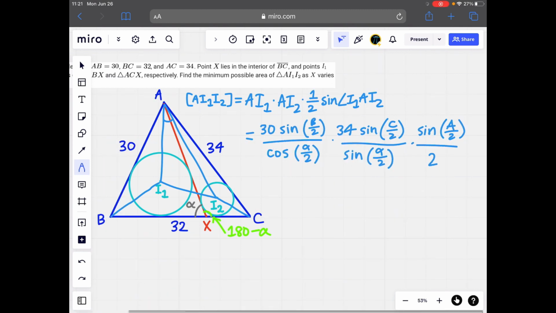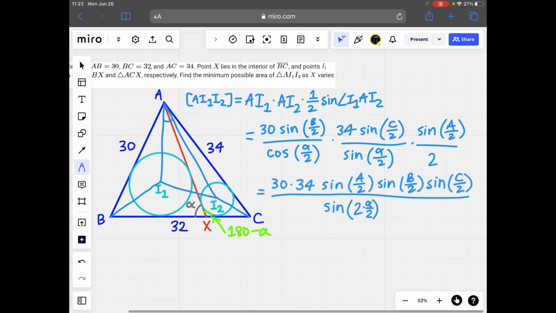By now, this information has helped us figure out a new formula for the area of triangle AI1I2 that's given by this expression over here. Note that the denominator of this fraction, 2 cosine alpha over 2 sine alpha over 2, is simply equal to sine of 2 times alpha over 2. So we can make it even simpler by writing this.